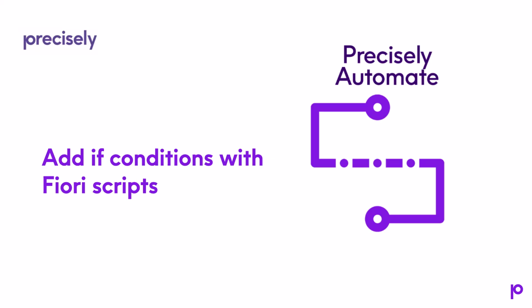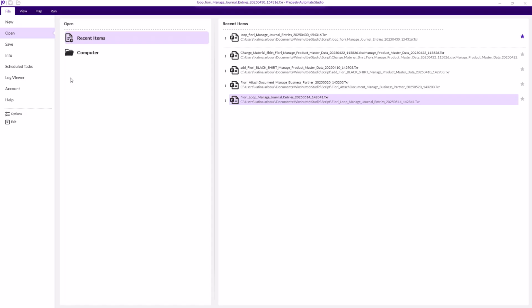Let's get started. If conditions allow you to control data processing by applying specific rules to fields or actions and provide greater control over how data is posted to SAP. When applied, any field in the condition is checked against the condition and is processed only if it meets condition requirements. Conditions provide granular control over data processing and script execution in SAP transactions, allowing you to apply logic based on specific criteria. First, let's look at how we can add an if condition to a script.